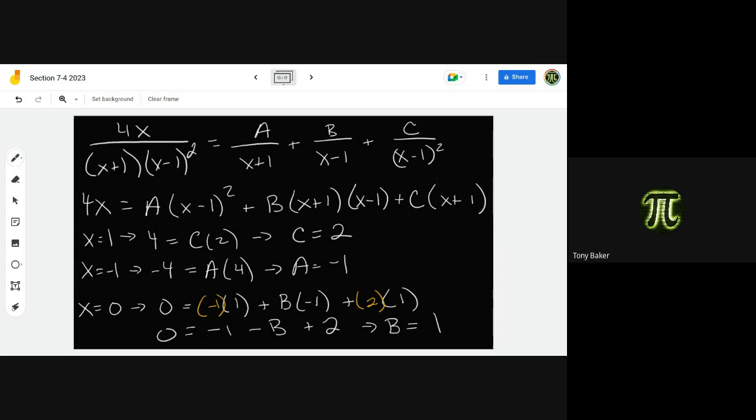You could have technically used any number you wanted, except for 1 and -1. I use 0 because it's nice, but you could use 2, 5, 10. It doesn't matter. You still would have gotten B is 1. Any questions on the parts part?